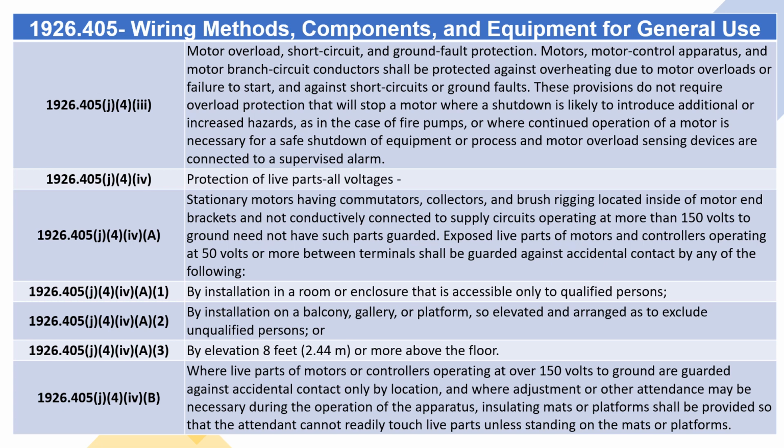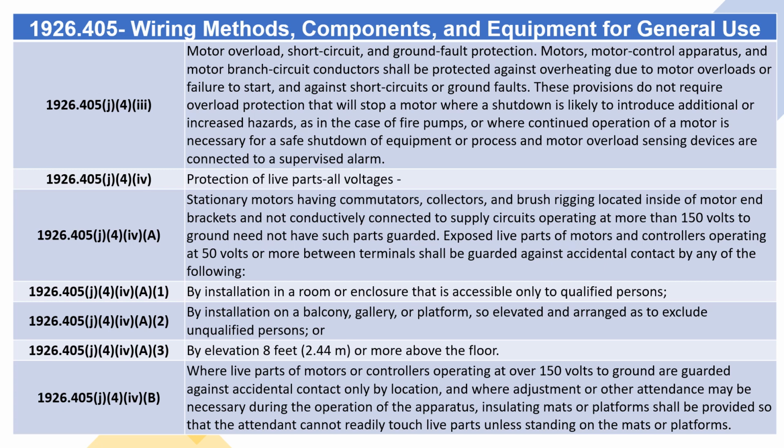1926.405 J4 4. Protection of live parts, all voltages. 1926.405 J4 4A. Stationary motors having commutators, collectors, and brush rigging located inside of motor end brackets and not conductively connected to supply circuits operating at more than 150 volts to ground need not have such parts guarded. Exposed live parts of motors and controllers operating at 50 volts or more between terminals shall be guarded against accidental contact by any of the following. 1926.405 J4 4A1 through 4A3. By installation in a room or enclosure that is accessible only to qualified persons. By installation on a balcony, gallery, or platform so elevated and arranged as to exclude unqualified persons, or by elevation 8 feet (2.44 meters) or more above the floor.